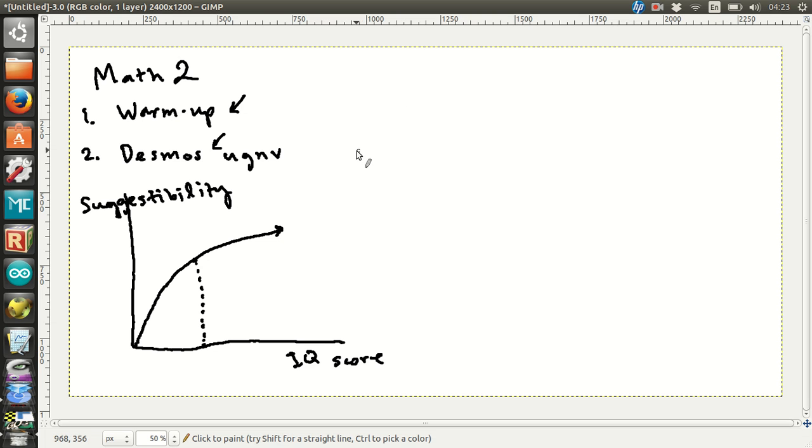Now, all the equations that I gave you as choices during this activity were quadratic equations, because the handbook of forensic psychology said that the relationship between suggestibility and IQ score was a nonlinear quadratic relation.